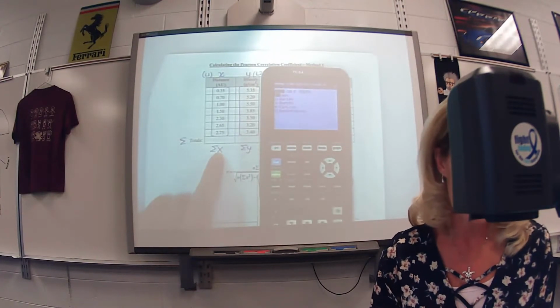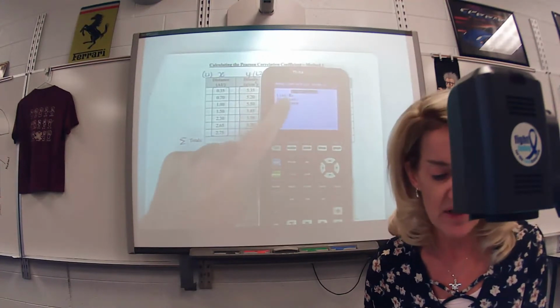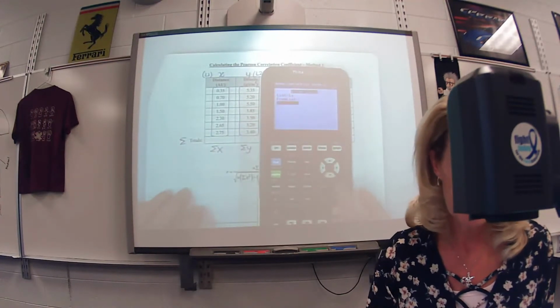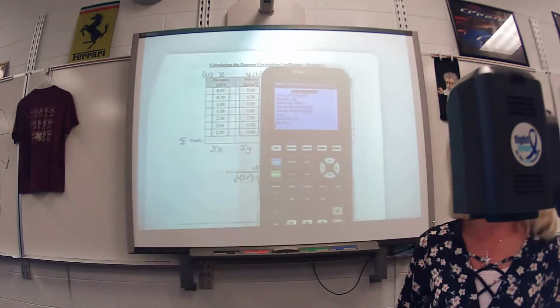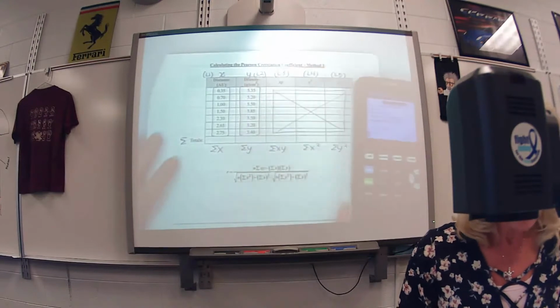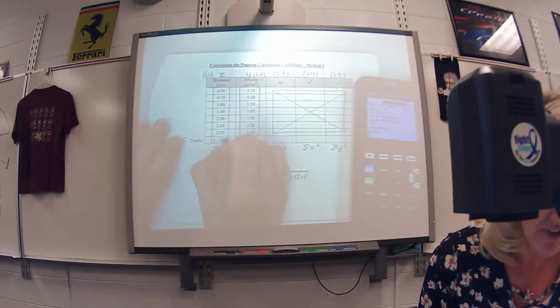So if you need to get sigma X, I'm going to go to one variable statistics, calculate one variable statistics, and I want to do L1. All right, sigma X is 11.25. Now that one people are usually good with. Sigma X, okay, good, 11.25, got it.